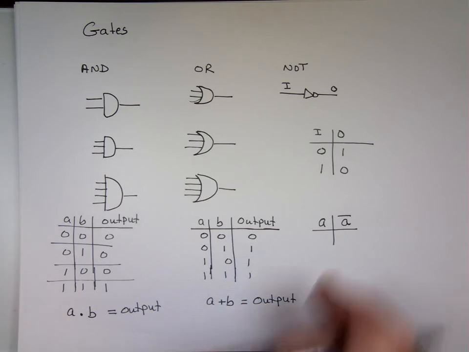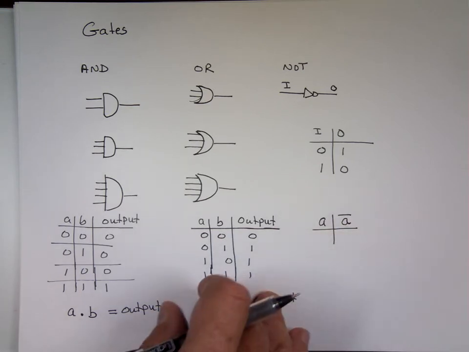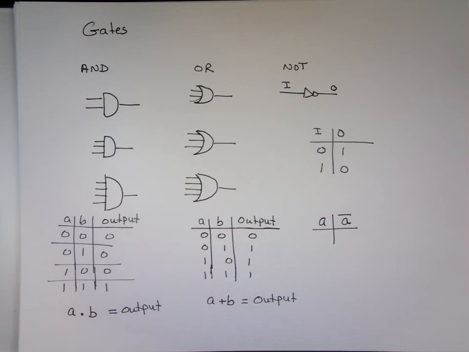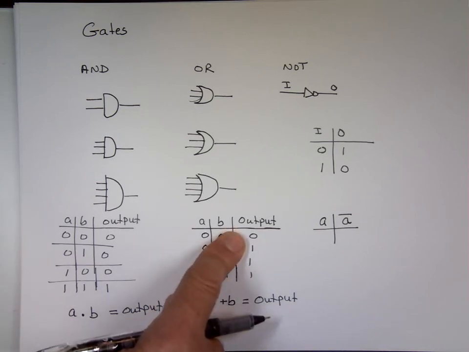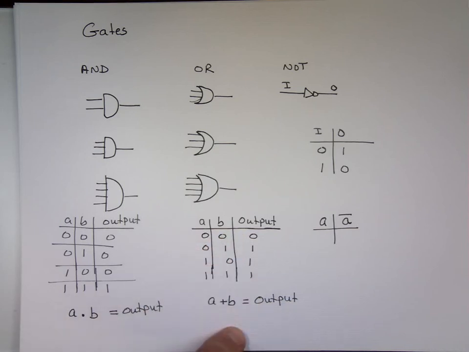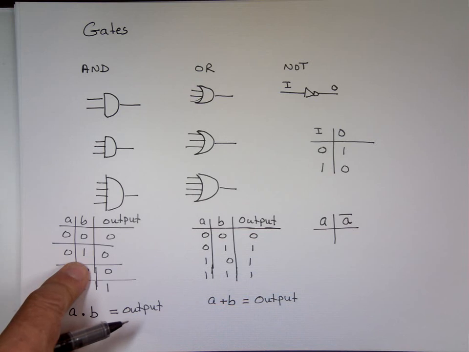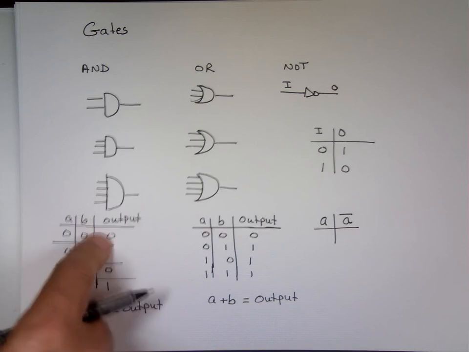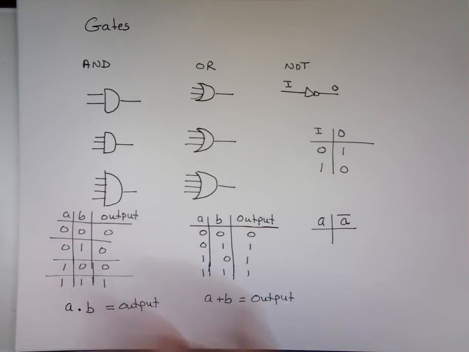So that's a NOT gate, OR gate, AND gate. The way to think about them, here, the true is dominant with an OR gate. Because once one of them is yes, true, the whole output is true. Here, the false is dominant. So for AND, the false is dominant. Once one of them is false, the whole thing is false.